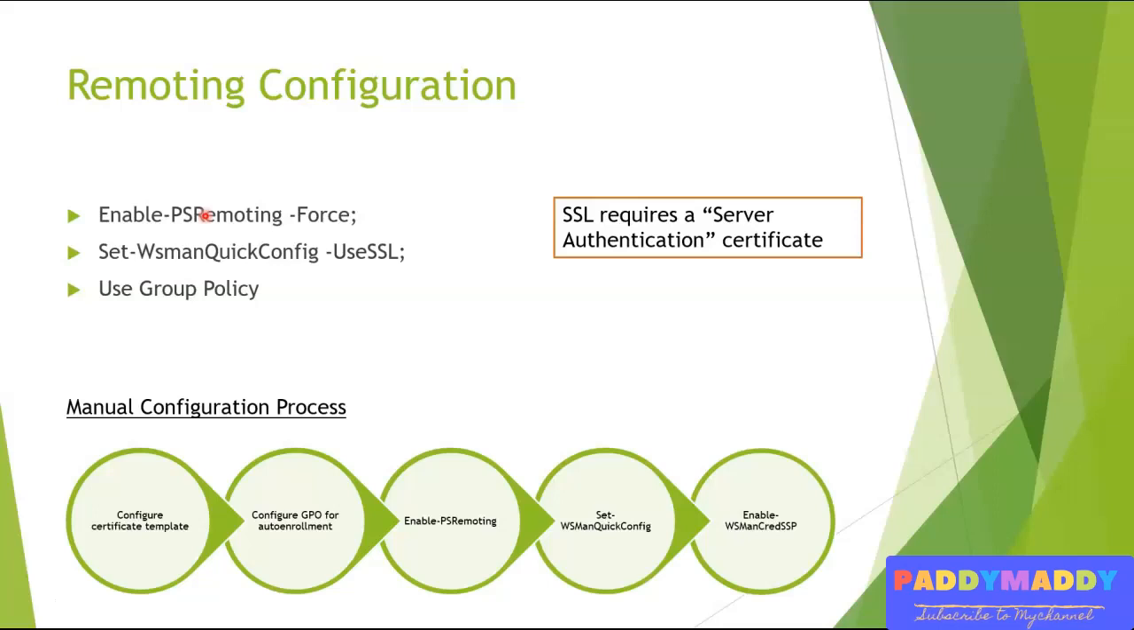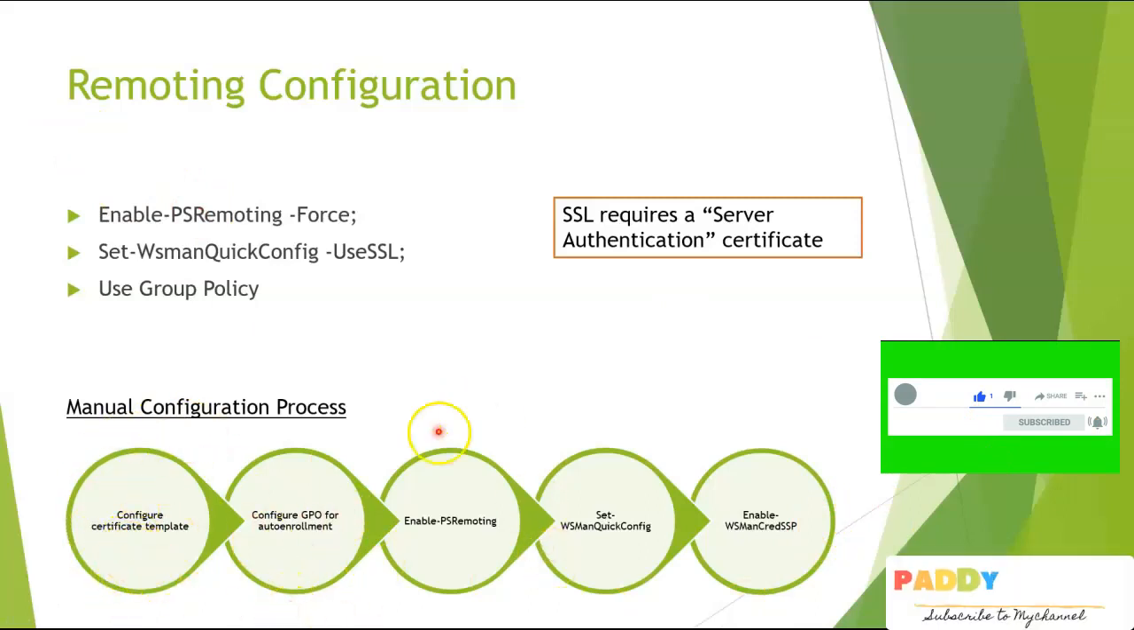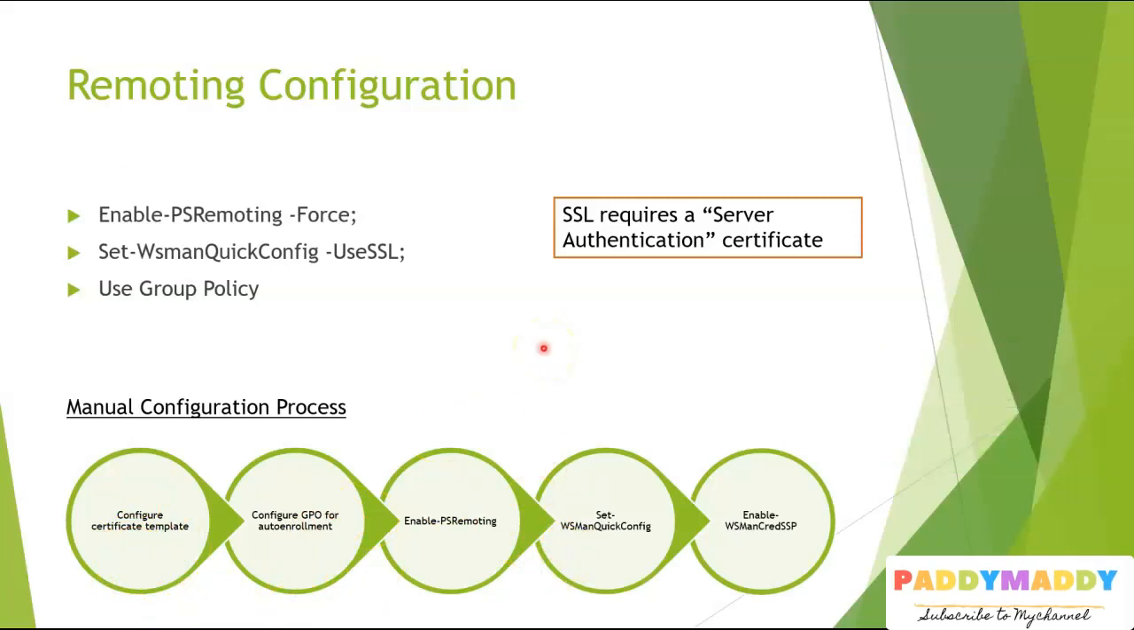Similarly, if you're trying to set up WSMan quick config with SSL, you can configure it, as I said, for workgroup computers, and also for group policy management. Also, you can configure a specific process. If you're trying to configure it manually, you can configure even certificate templates, GPO and PSRemoting, which will also configure your WSMan quick config, and all these steps need to be executed.